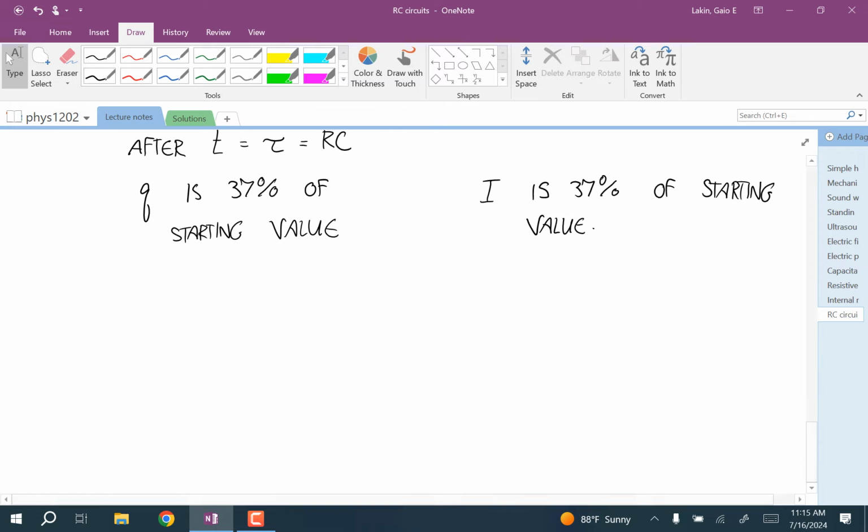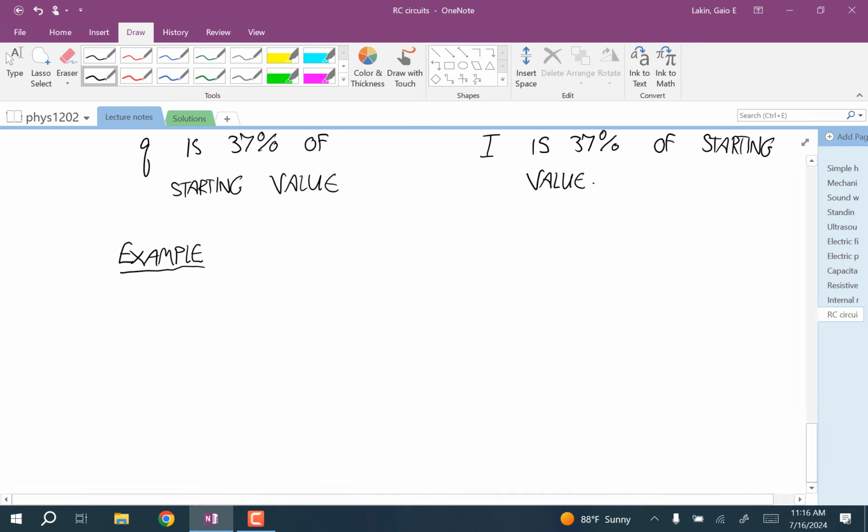Okay, so let's see how we use these in a problem. So let's say we have a circuit. I'm going to use the switched setup.